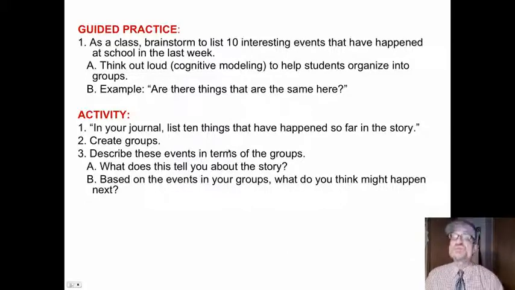Guided practice is where you do it together. You can dipstick to see if your students have got it. As a class, brainstorm to list 10 interesting events. Think out loud, cognitive model to help students organize into groups. What things are the same? And then together, look for groups. And then independent practice, or an activity where students practice doing something they already know. In your journal, list 10 things that have happened so far in the story. Create groups. Describe these events in terms of groups.